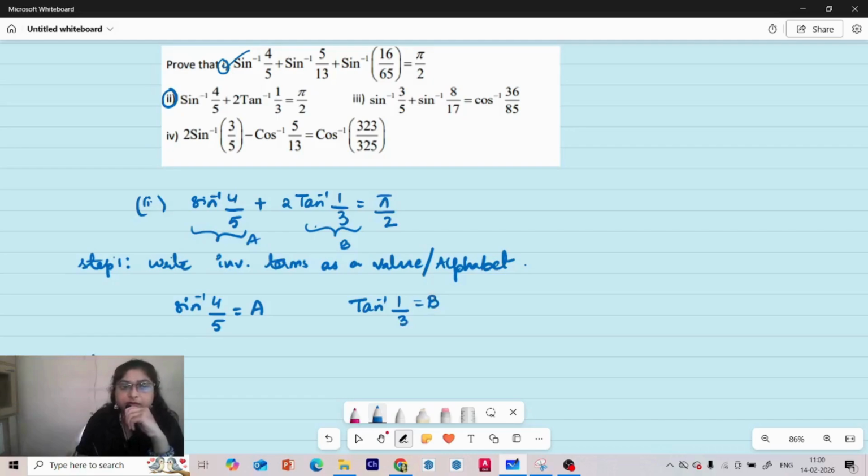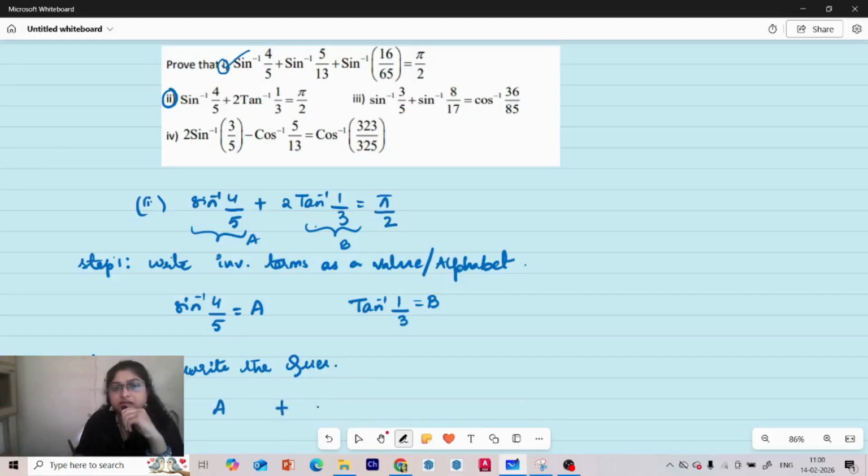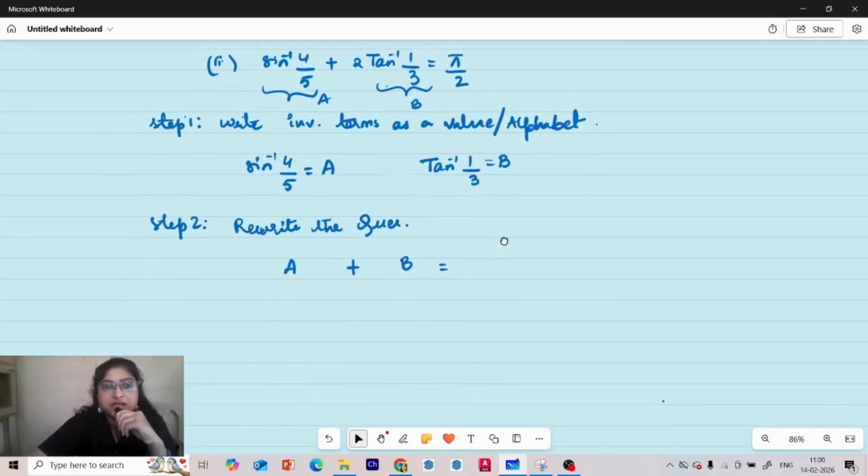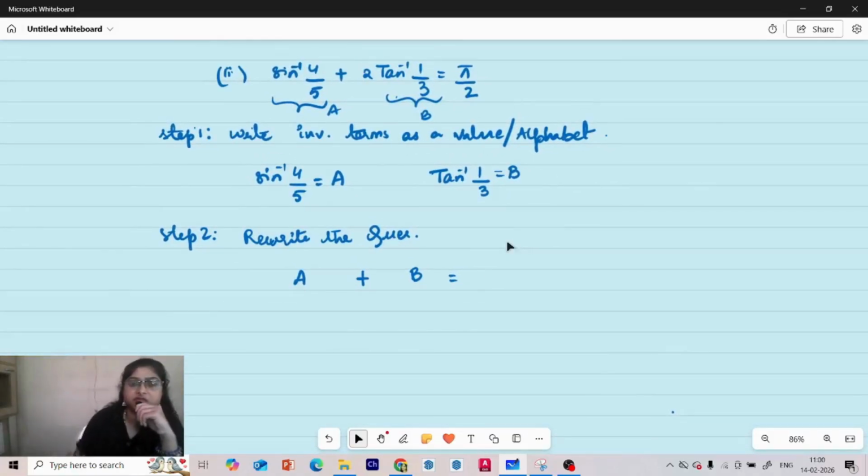Now what is step 2? Rewrite the question. So what did I get? I'm replacing sin inverse 4 by 5 with a, tan inverse 1 by 3 with b. Here, since there is a 2, we have a plus 2b is equal to pi by 2.